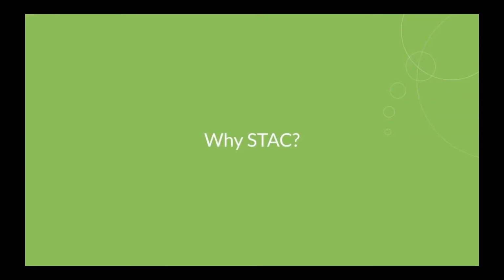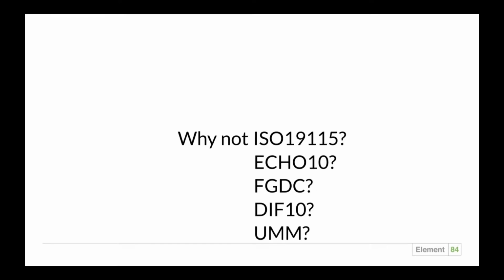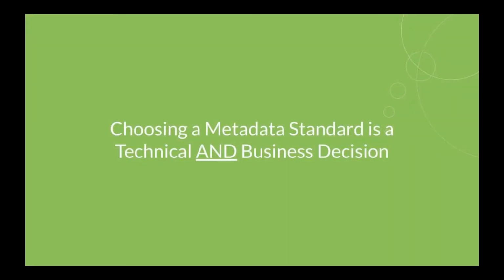And really, I think when people ask that, what they're really asking is why not ISO 19115, or why not Echo 10, or FGDC, or DIF 10, or UMM, or CSDGM. And really what it comes down to is, when we pick a metadata standard, there's a technical component to it, absolutely. And there's a lot of argument about, couldn't we do this with ISO, or can't we do this with DIF?